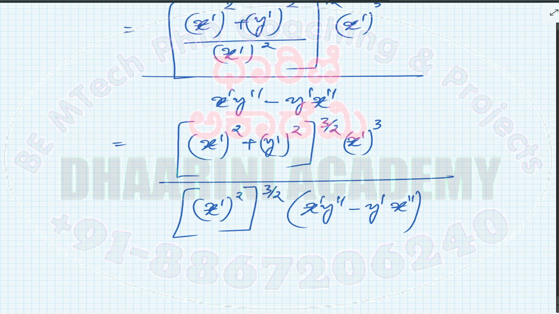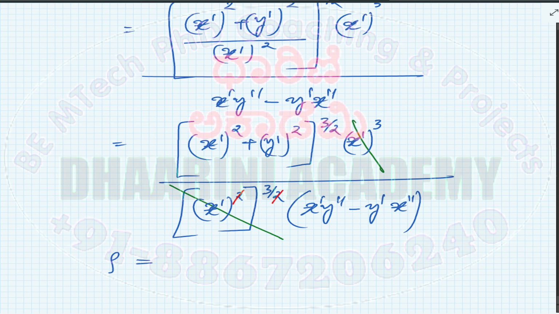Now what is the advantage of writing like this? You can see here, this 2 and this 2 will cancel. When that cancels, what you are left with, you are simply left with x dash cube. So can I cancel that? Yes, x dash cube and x dash cube can be cancelled, right? So after that, whatever remains here is your final answer for the value of rho.